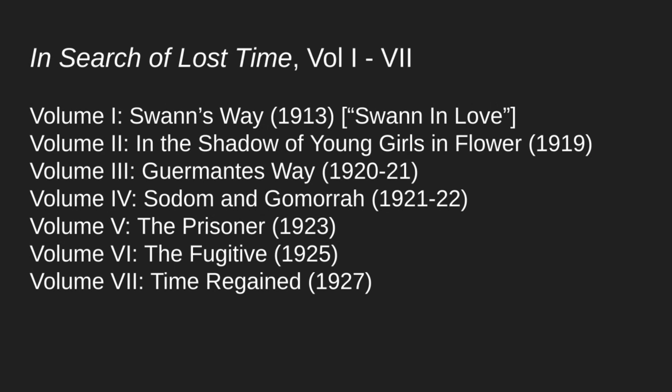And then the final volume, Time Regained, published posthumously in 1927, is the volume in which what happens is very similar to what happened to Marcel Proust in his own life: he became quite sick and went to a sanatorium in Switzerland. And then when he came back after being gone for a number of years, he saw many of the people whom he'd known as a younger man, and he was shocked to see how much they had aged.